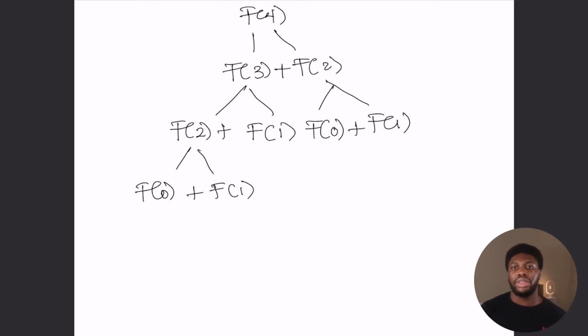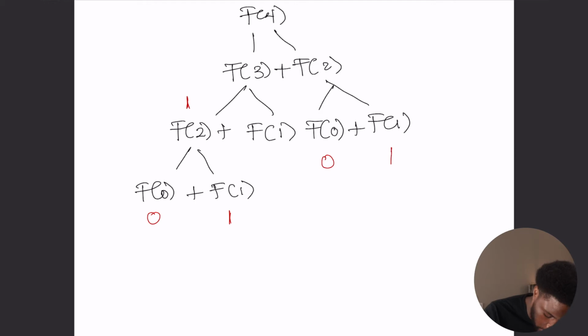Let's take a look at how these calls will percolate to get back up to the bigger problem. Well, f of 0 is 0 and f of 1 is 1. These two would combine to give us the result of f of 2, which would be 1. F of 0 is 0 and f of 1 is 1. These two will combine to give us the result for f of 2 here, which would be 1. F of 1 is 1.